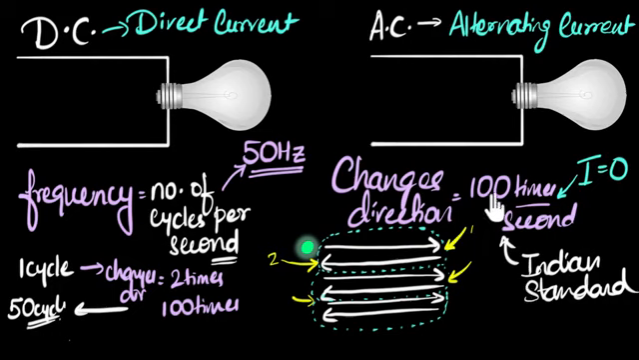In United States, this number is about 120 times per second, which means the frequency would be half of that, 60 hertz in the United States. All right, that's pretty much it.